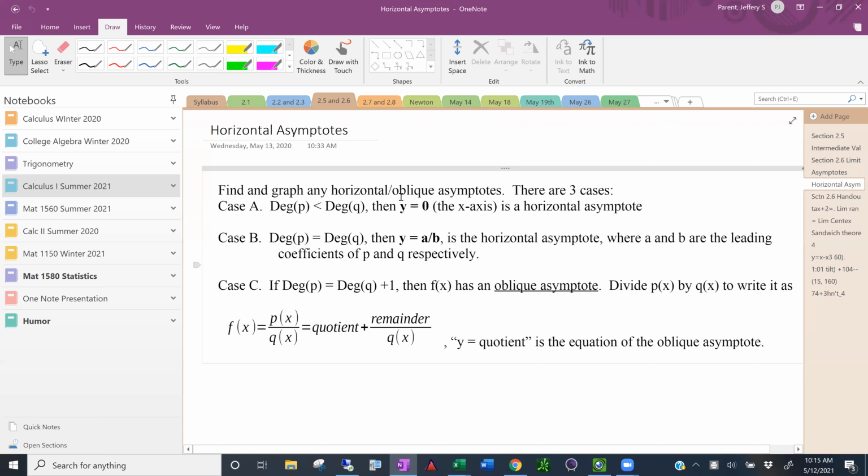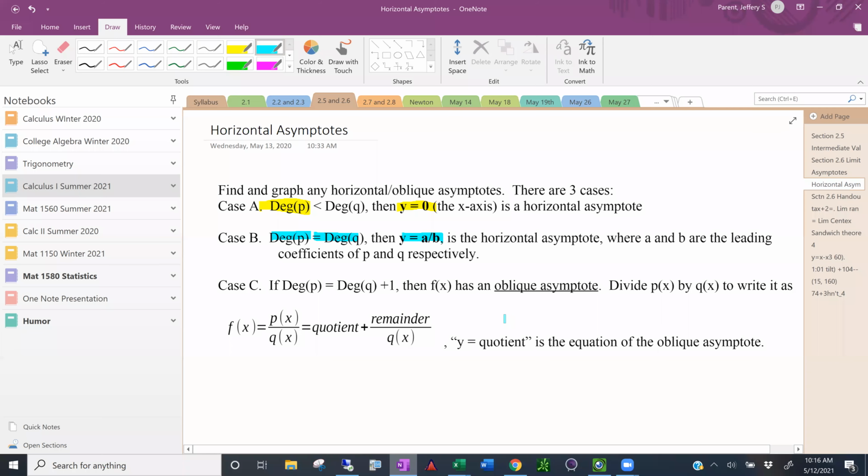Now I'm assuming that you've got a polynomial in the numerator and some kind of a polynomial in the denominator. If the degree of the numerator is less than the degree of the denominator, then you get y equals 0 as your horizontal asymptote. If those 2 degrees are equal, that is, the degree of the numerator equals the degree of the denominator, then your horizontal asymptote is just going to be the ratio of the leading coefficients. So let's do a couple examples that highlight both of these.